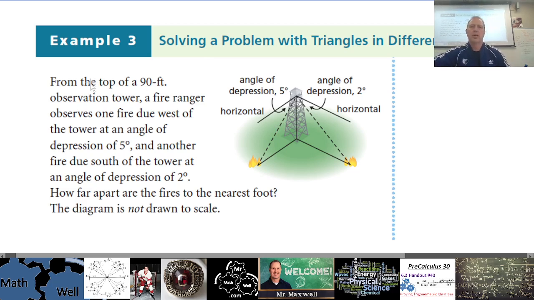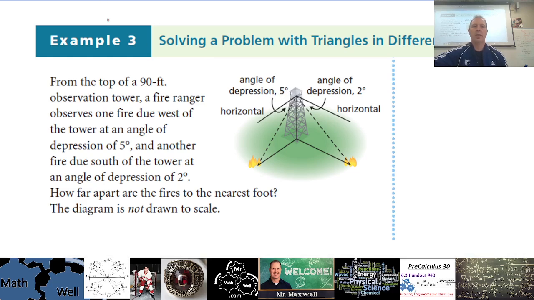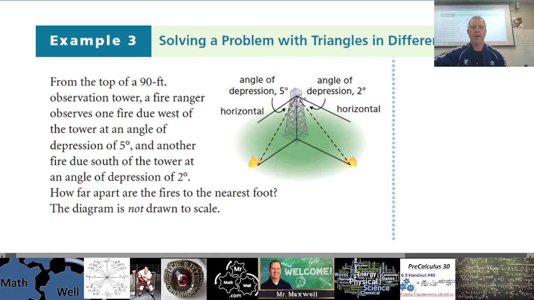So let's read the question. From the top of a 90-foot observation tower, okay, a fire ranger observes one fire due west of the tower at an angle of depression of 5 degrees. So this is going to be, in direction speaking here, west. Okay, so from his position, that's west. That means that this is north, that the opposite way over here is east, and that this is south. Okay, does everyone see that?